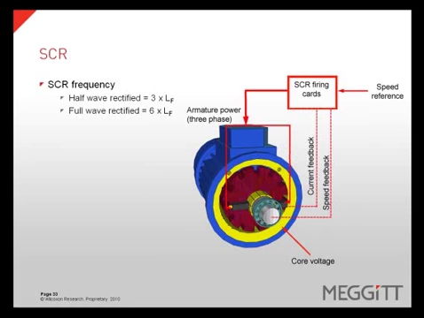There are 2 types of SCR frequencies that may be present on a DC motor. Whether it is a half-wave rectified or a full-wave rectified motor will determine which frequencies you will see. For a half-wave rectified motor, the SCR frequency will be 3 times line frequency. For a 60 Hz system, this is 10,800 CPM. For a full-wave rectified motor, the SCR frequency will be 6 times line frequency. For a 60 Hz system, this will be 21,600 CPM.